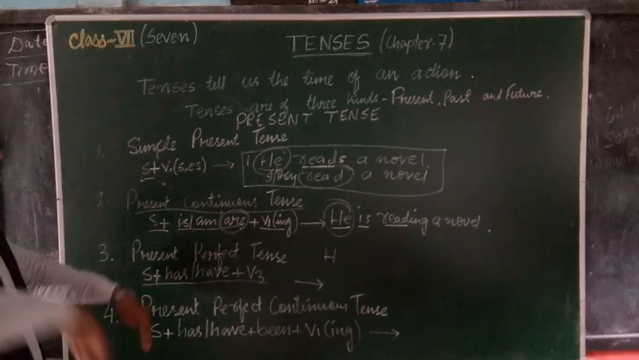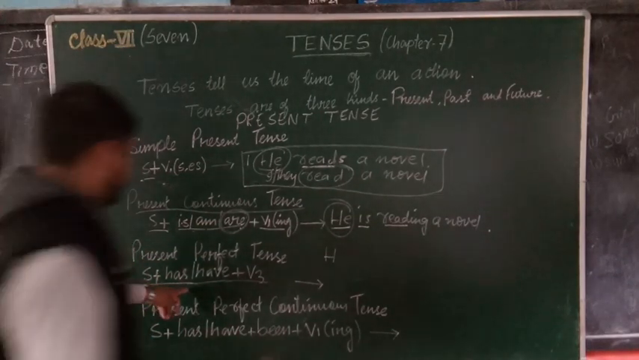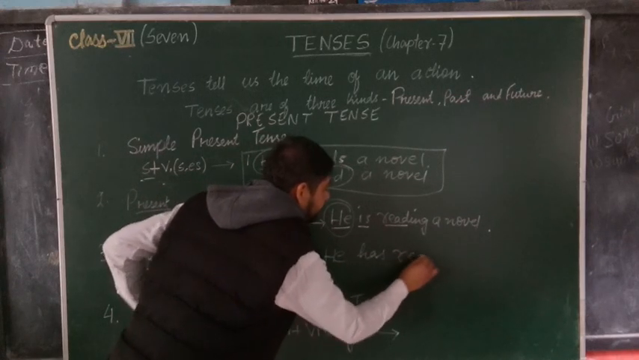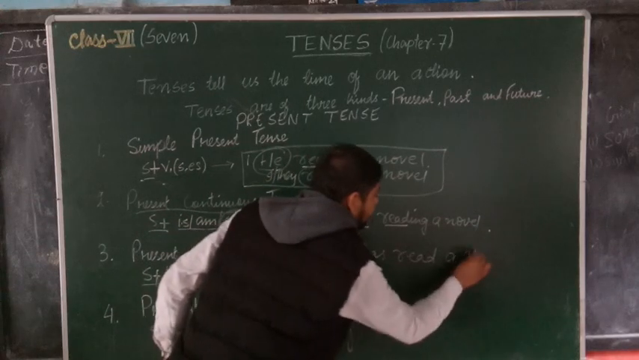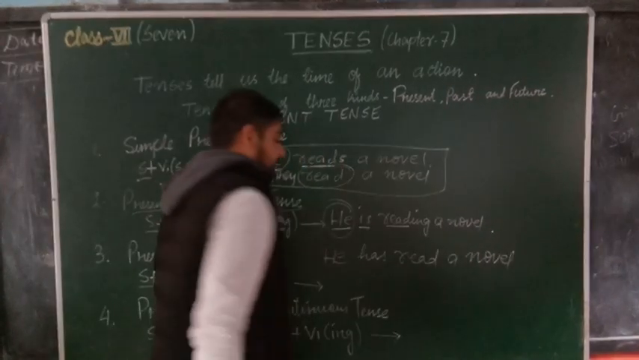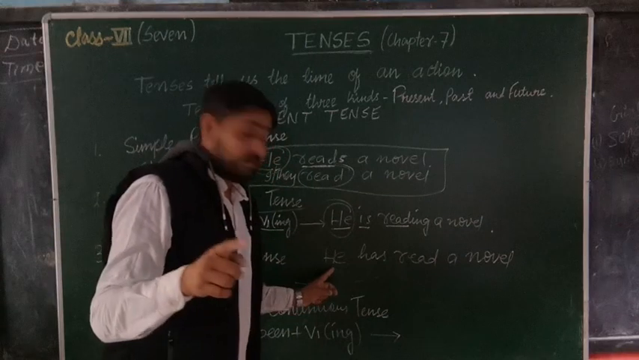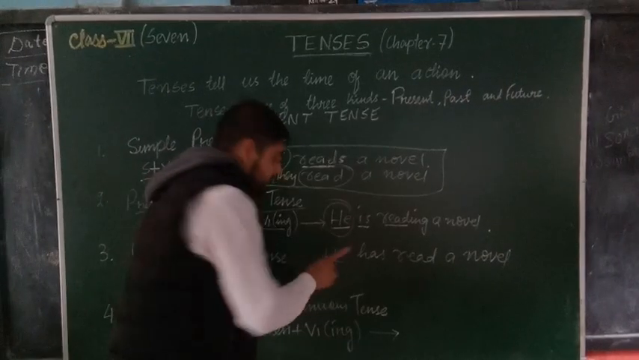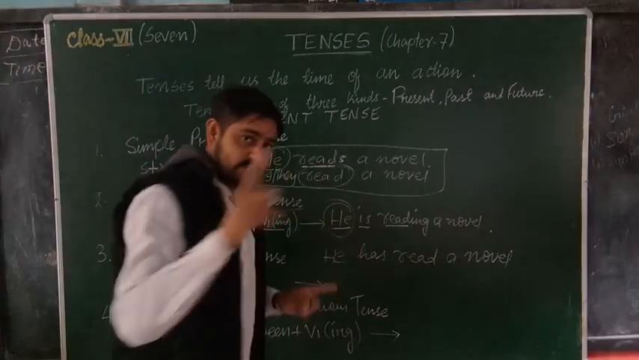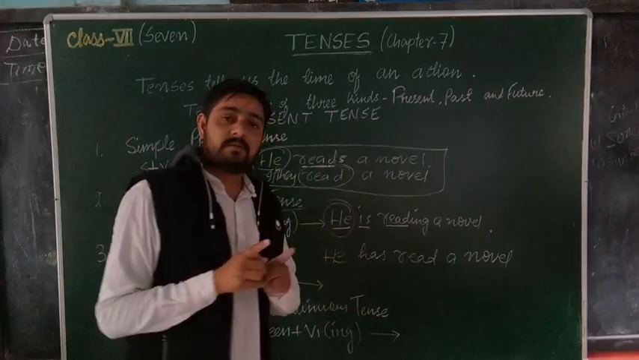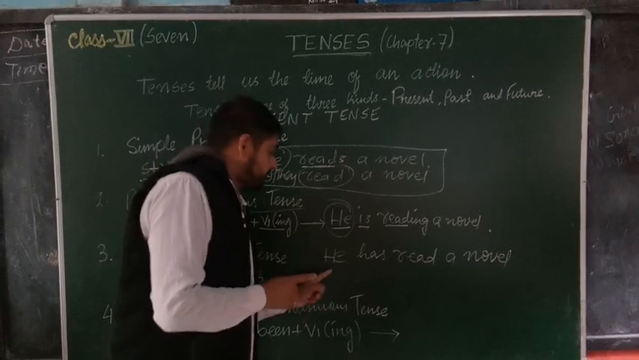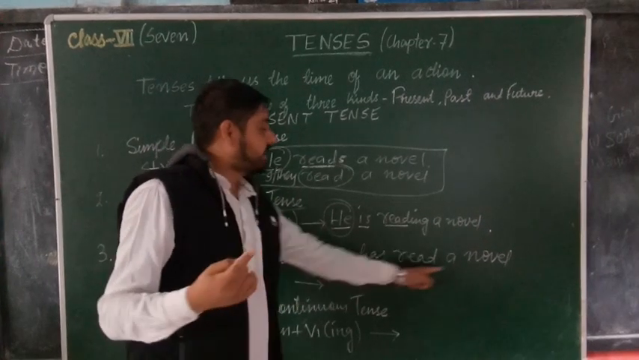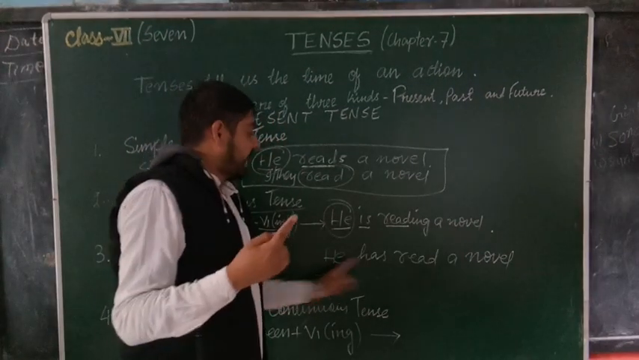Then same, if we convert it, if you write it in present perfect, then what will it be? He has read a novel. So here also the singular and plural case is there. If the subject is singular, then has. If the subject is plural, then what will come? Have will come. If the subject is singular, has. If the subject is plural, then you will write have. He has read a novel. Suppose they is there, they have read a novel.